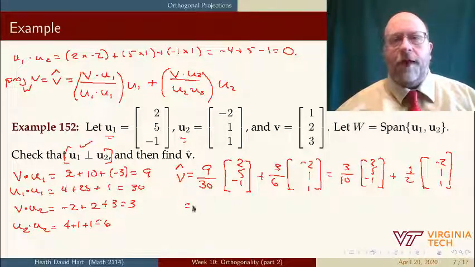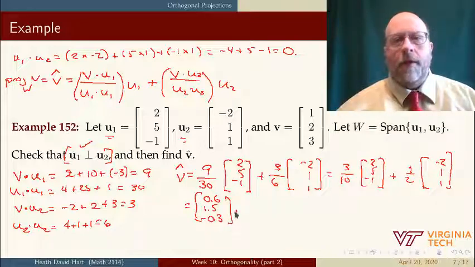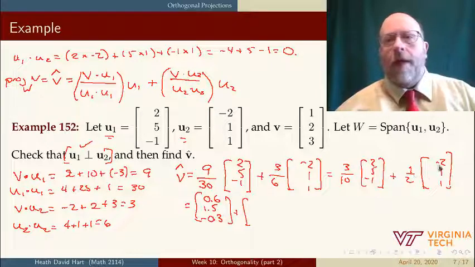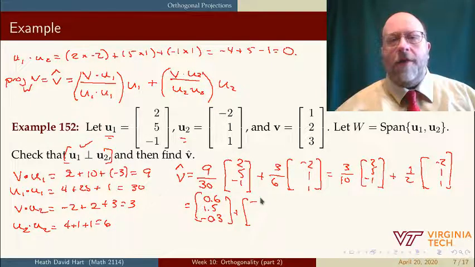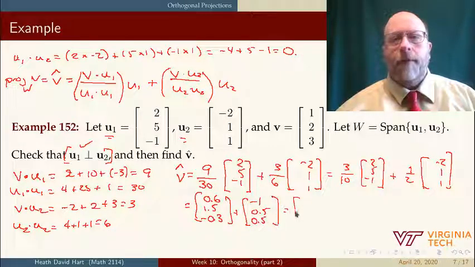3/10 times (2, 5, -1) is (0.6, 1.5, -0.3). 1/2 times (-2, 1, 1) is (-1, 0.5, 0.5). When we add these together, we get (-0.4, 2, 0.2).